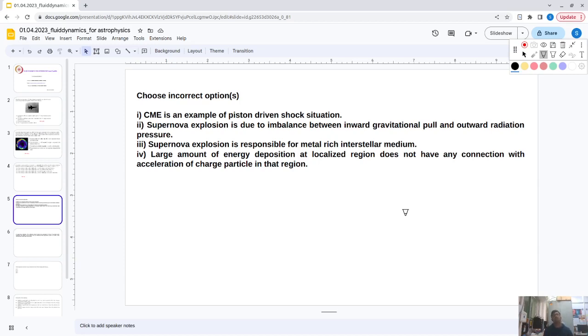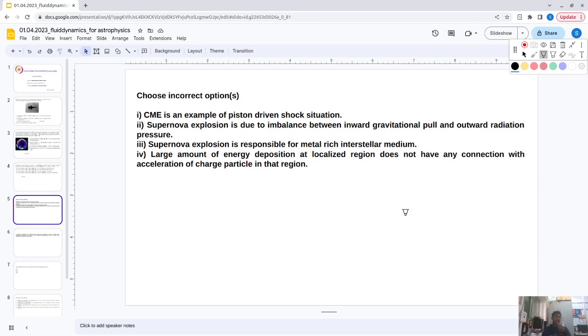So supernova explosion is responsible for metal rich interstellar medium. Okay, so all three of these options are correct. Now let us look at the fourth option. Large amount of energy deposition at a localized region does not have any connection with acceleration of charged particles in that region. So shock forms when there is some pressure pulse.